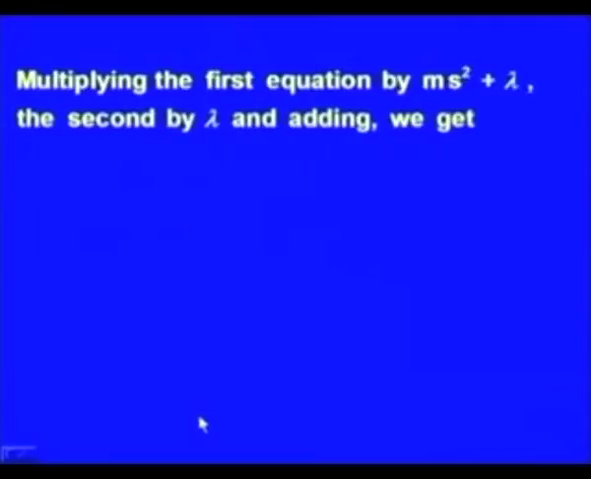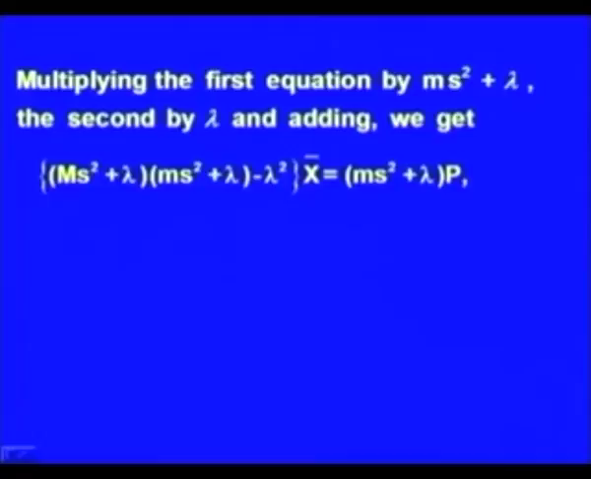Now, we multiply the first equation by m s square plus lambda, the second by lambda, and then add them. By doing this, we will be eliminating one variable, that is y bar, and we shall have an equation in x bar. So, (m s square plus lambda) into (m s square plus lambda) minus lambda square, into x bar, equal to (m s square plus lambda) into p.